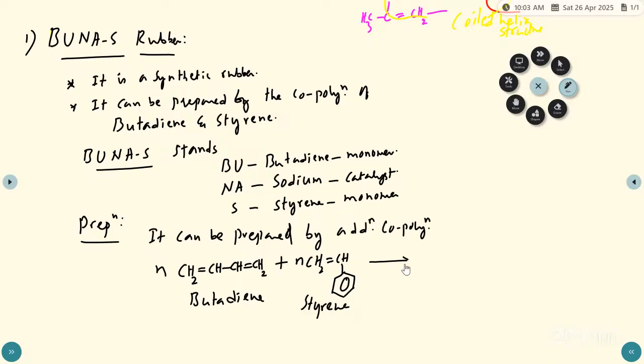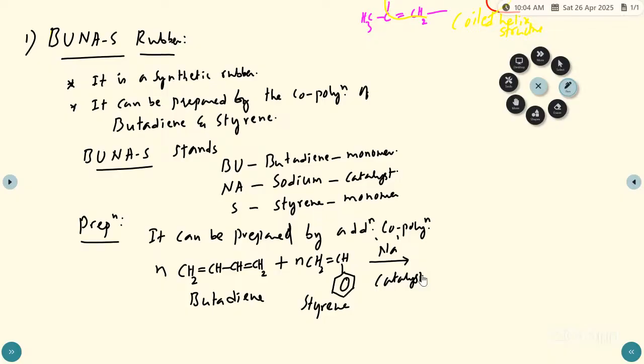These monomers are involved in addition copolymerization in the presence of sodium catalyst. Two different types of monomers are involved in the polymerization, so it is known as addition copolymerization. These monomers have double bonds. Unsaturated hydrocarbons are involved in addition polymerization, as we discussed there.